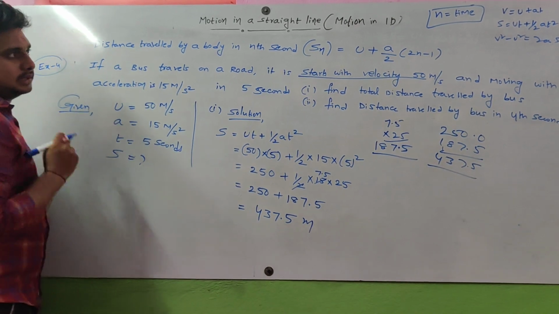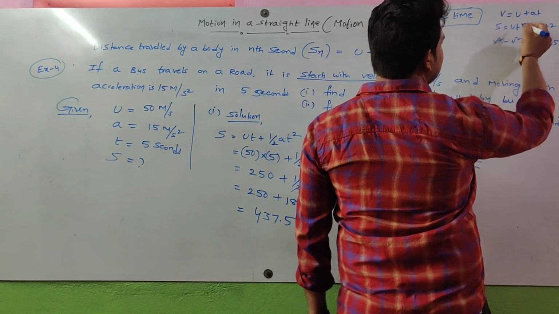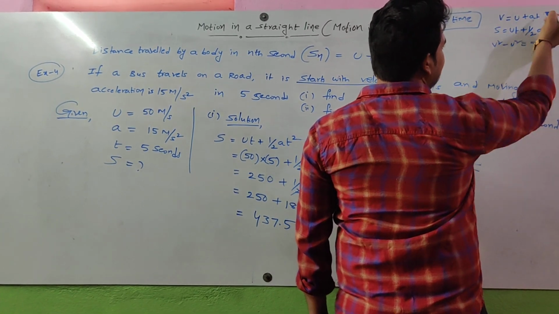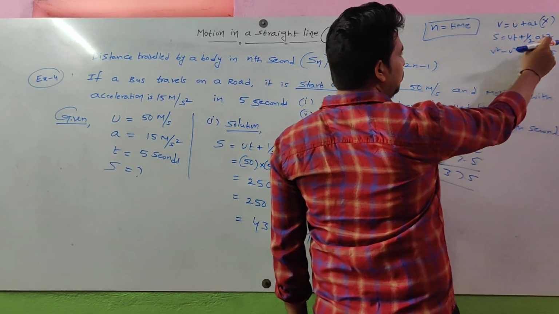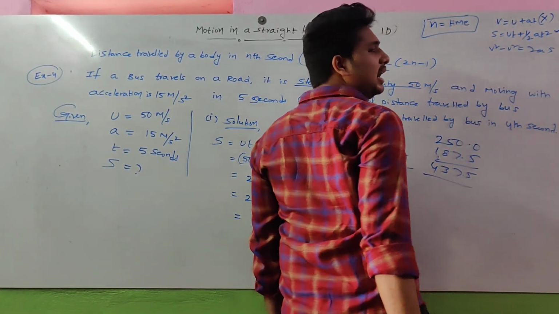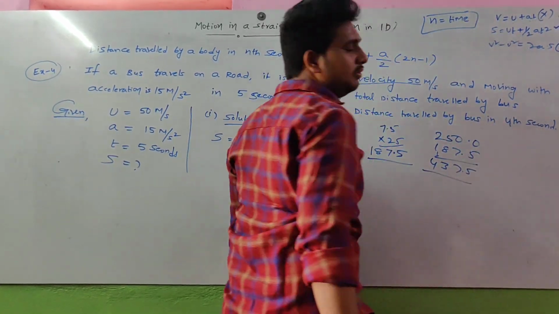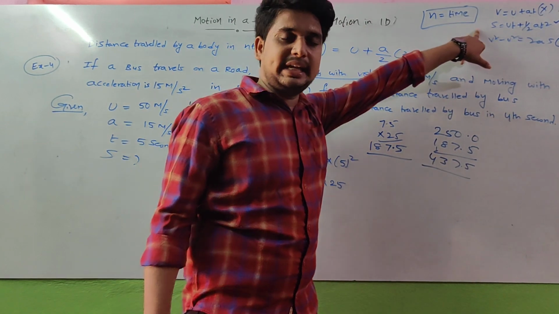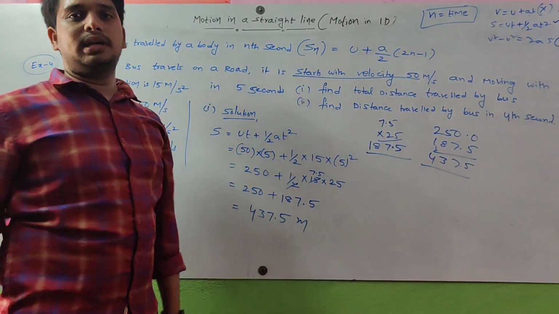U, a, t, s. In which formula do these values exist? U, a is there, there is no s here. That's why this formula is not valid. Here u, a, t, s, all values exist in this formula. Is this formula valid or not? Here there is no t value. That's why this formula is not valid. That's why we are choosing the second formula. So we choose the second formula and find the total distance.